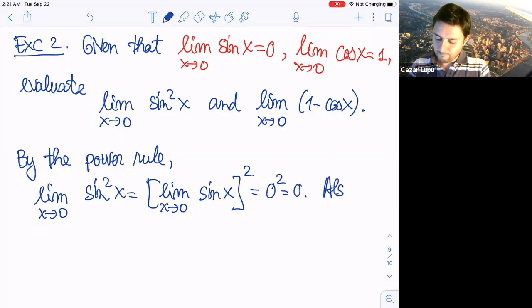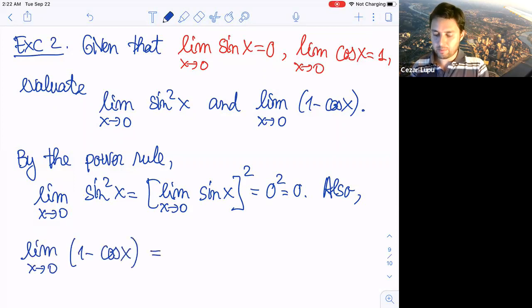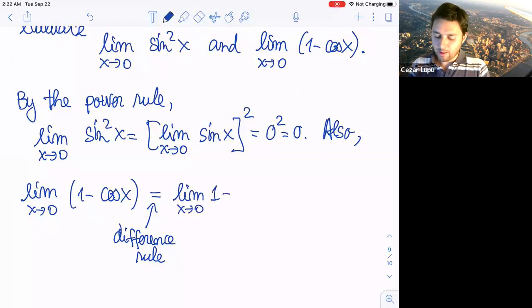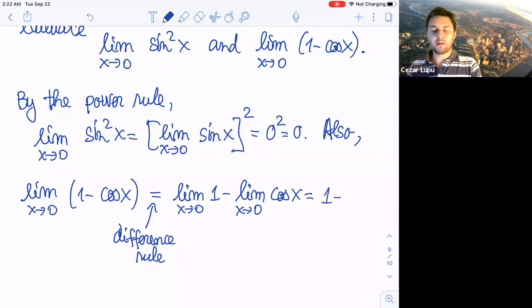Also, the limit as x approaches 0 of 1 minus cosine of x, by applying the difference rule, will be nothing else than the limit as x approaches 0 of 1 minus the limit as x approaches 0 of cosine of x. So the first one is 1, minus the limit as x approaches 0 of cosine of x, which is 1. So this will be 0. Well, pretty simple, right?